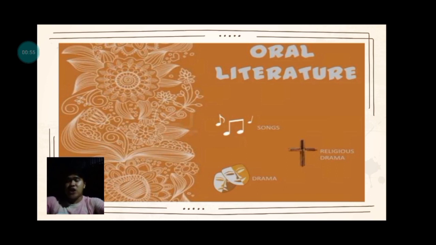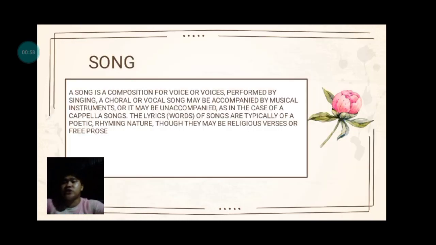So, these are the examples of oral literature. First is song. A song is a composition for voice or voices performed by singing. A choral or vocal song may be accompanied by musical instruments or it may be unaccompanied, as in the case of a cappella songs. The lyrics or words of songs are typically of a poetic, rhyming nature, though they may be religious verses or free prose.